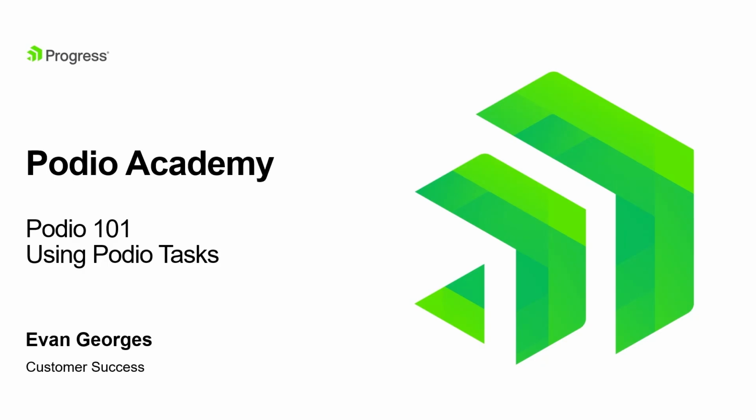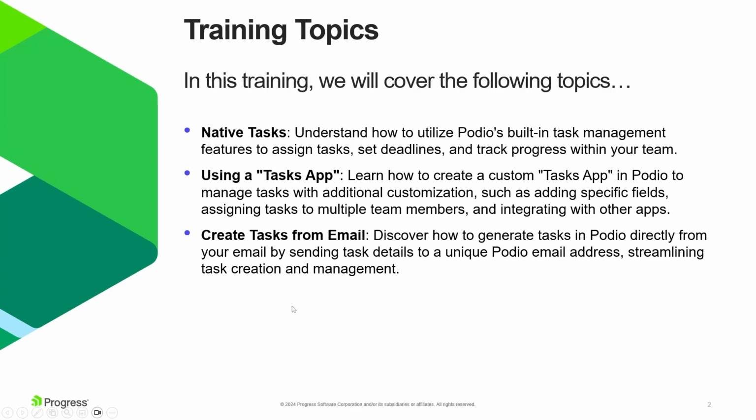So in this session, we'll walk through 3 core ways to manage tasks inside of Podio, each with their own strengths. So let's take a look at the training topics. We'll start with the built-in tasks feature. This will be ideal for quick assignments, personal to-dos. We'll explore how you build a custom actions app or tasks app. So something that's a little more scalable and structured to manage action items across projects or people or departments.